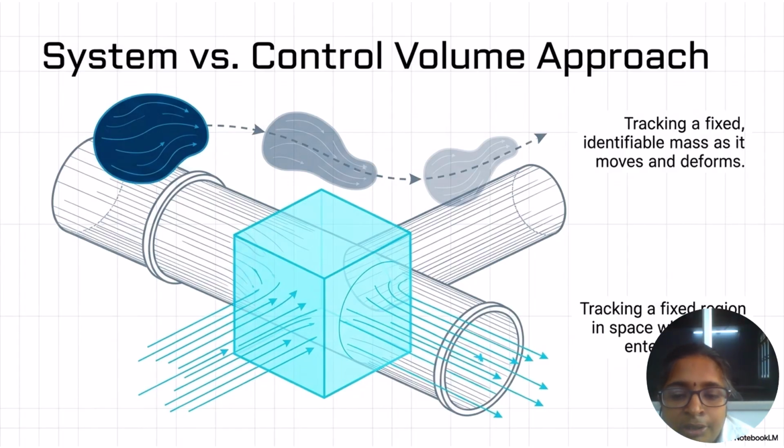And system and control volume approach. System approach and control volume approach. Tracking a fixed identifiable mass as it moves and deforms is called the system approach. In a system, we are particularly locating some volume, that is called the control volume. So tracking a fixed region in space with respect to its mass and deformations is called the control volume approach. The figure gives you the highlights of both approaches.